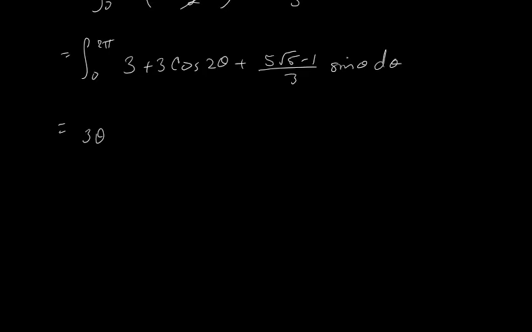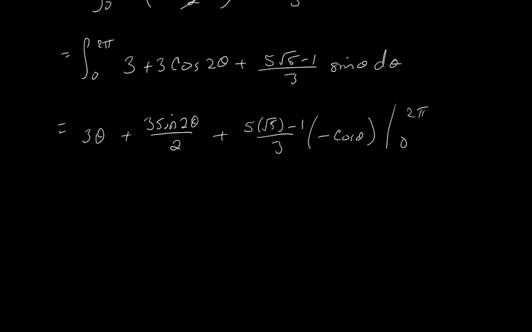So this becomes 3 theta plus 3 cosine of 2 theta. The antiderivative is 3 sine 2 theta divided by 2. So plus 3 sine of 2 theta divided by 2. Plus, the antiderivative of sine theta is negative cosine theta. So this is going to be 5 root 5 minus 1 over 3 times negative cosine of theta. And then this is being evaluated from 0 to 2 pi. All right, so we do a little plugging and checking.